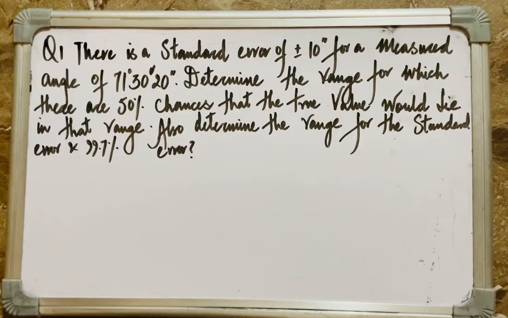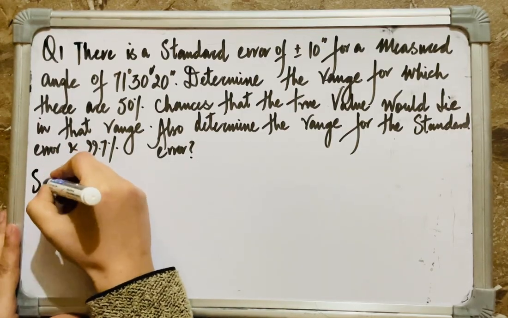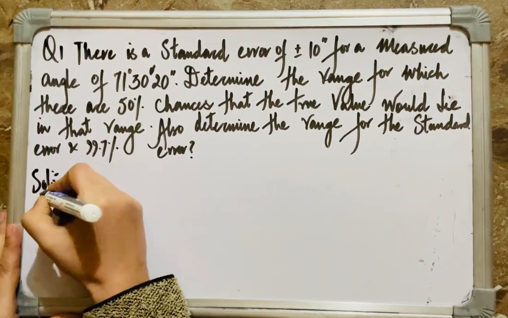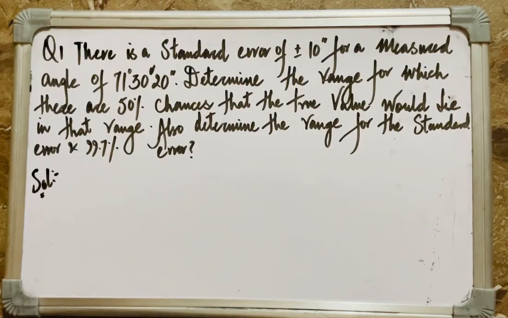So let's get started. Today we're doing the numericals of this chapter, and the first question is: there is a standard error of plus minus 10 seconds for a measured angle of 71 degrees, 30 minutes and 20 seconds. Determine the range for which there are 50% chances that the true value would lie in that range, and also determine the range for the standard error and 99.7% error. All right, so let's solve it.